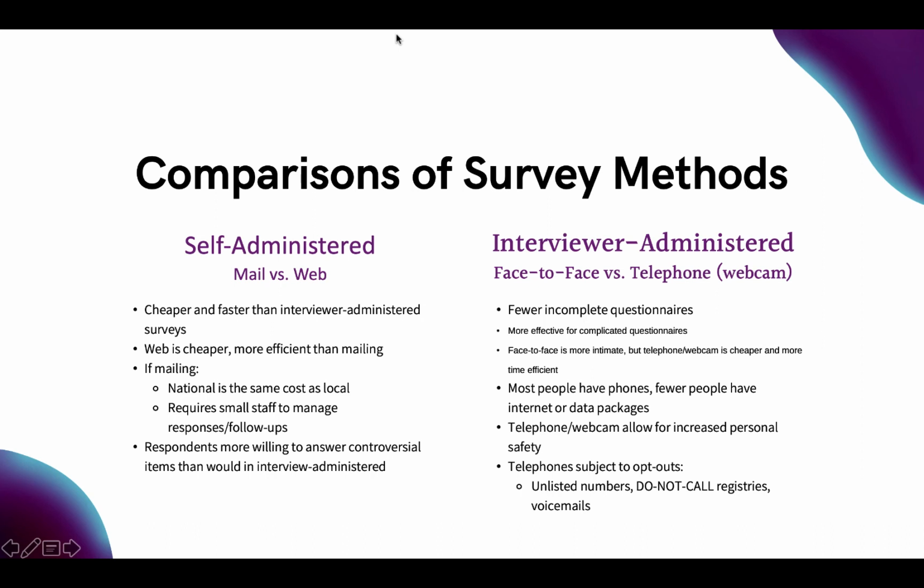If you are mailing, a national mailing system is going to be the same cost as local mailing. However, it's going to require a staff to manage the responses as well as the follow-ups. This is why web is going to be cheaper, because you're sending out an email and the person managing that survey and that response is just one person. Oftentimes you can get an auto response when a survey is completed. You can oftentimes also send out an auto reminder when a participant hasn't submitted or completed a survey within a time frame.